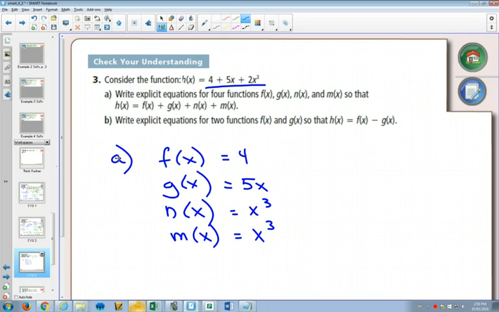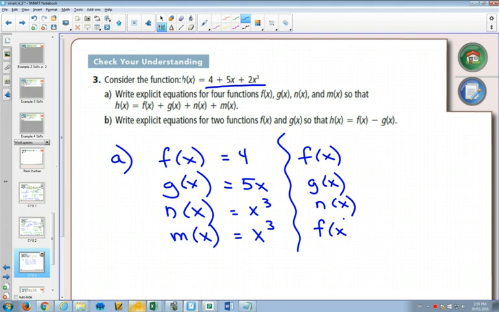The reason these adding questions aren't the greatest is you could make f of x equal to 4 plus 5x plus 2x cubed, which would be exactly what you started with. And then what would all the other ones have to be? 0. And that's not wrong. Those are all functions. But can you see what kind of defeats the purpose of the question?